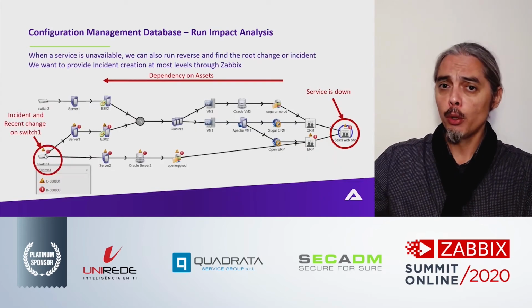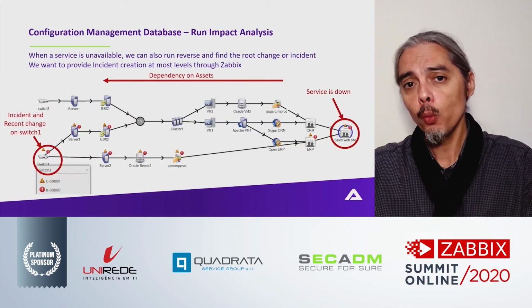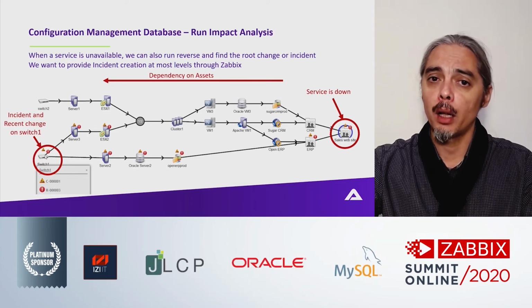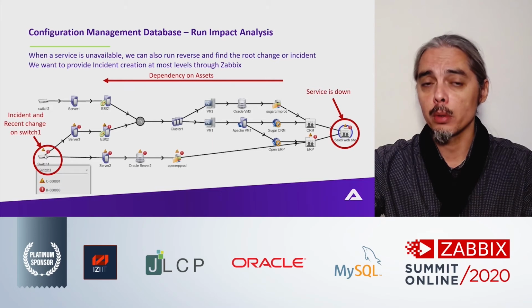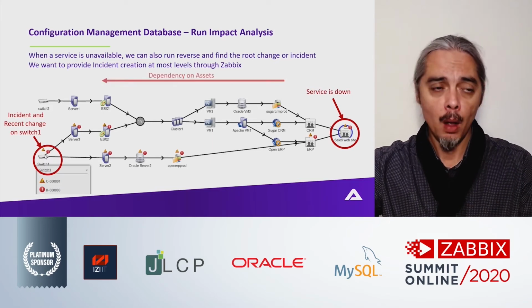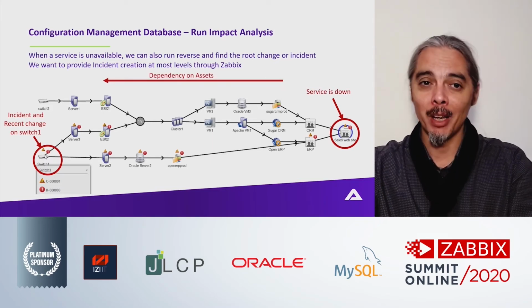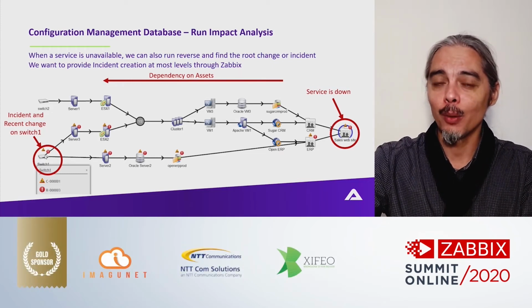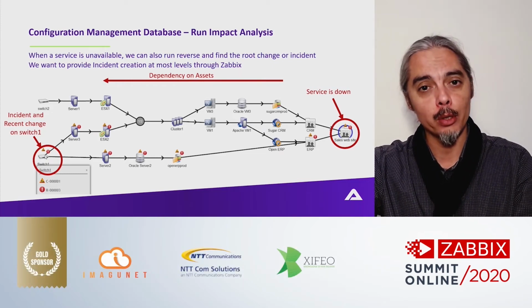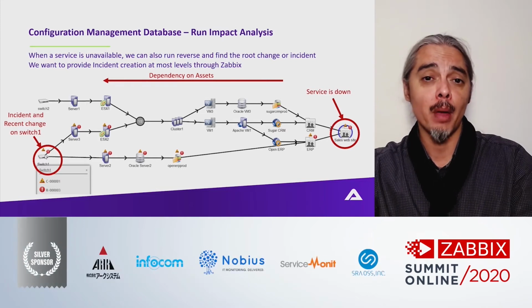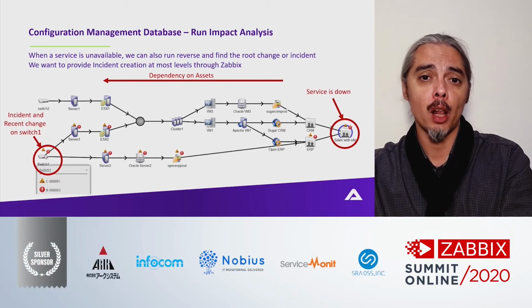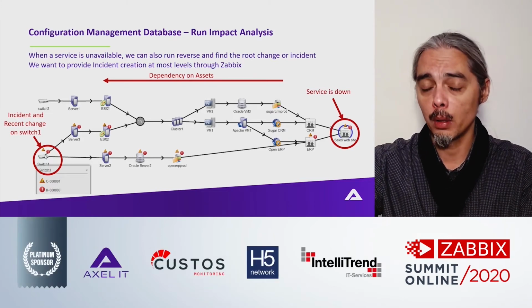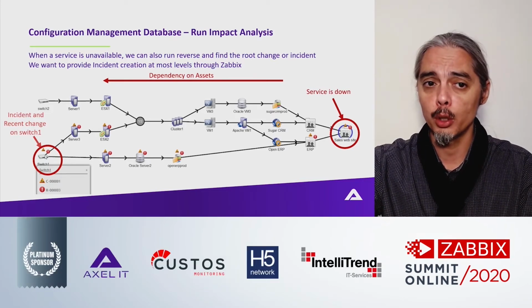So going in the reverse way, when we know that the service is down, we can track back and run reverse to that dependency chain, and find which CI, which configuration item actually made the servers go down, which helps us locate where we should work to fix the issue.